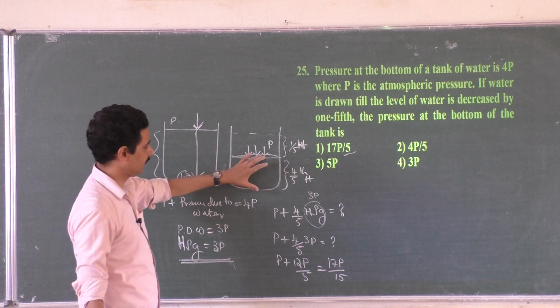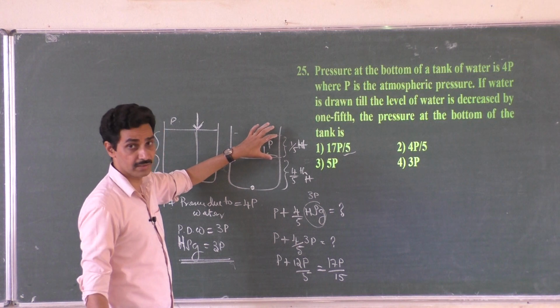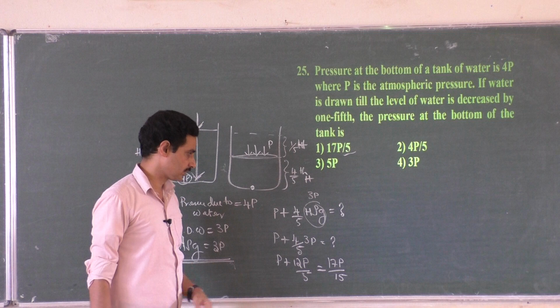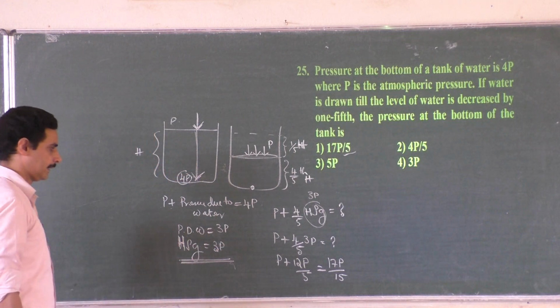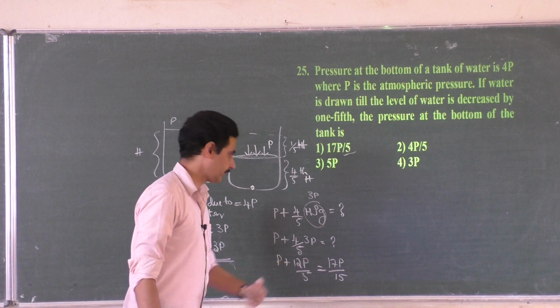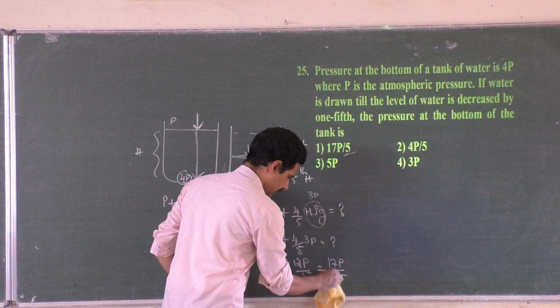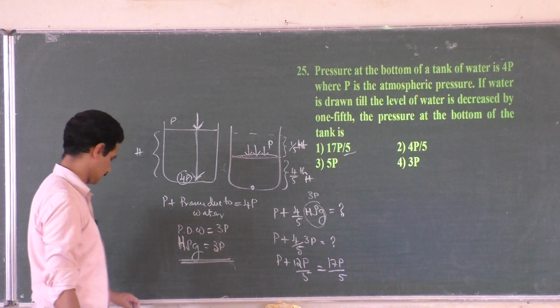But now here is the new height, and another hurdle here is 1/5 is removed. That means 4/5 is remaining. So that 4/5 of H rho g is how much? 17P by 5. Sorry, how come 15? 17P by 5. First answer.